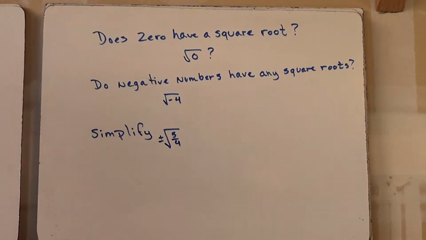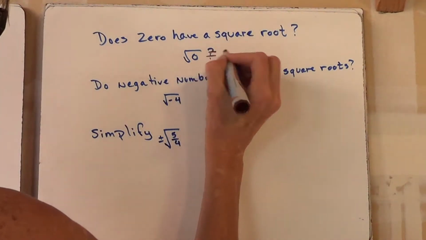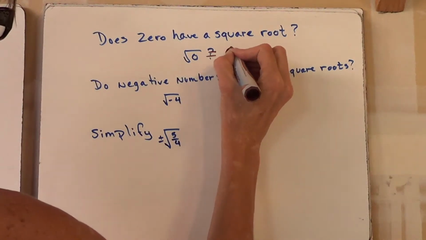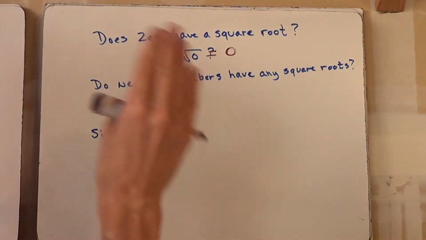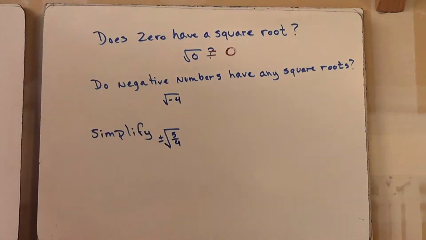Does 0 have a square root? 0 is a really unusual number. It is its square root. It's only got one square root, and 0 is its own square root. It's not a positive or a negative, it's just 0.